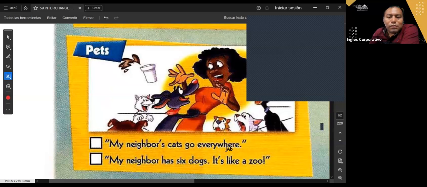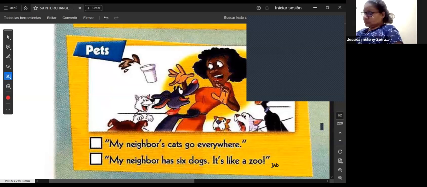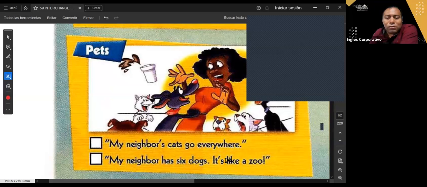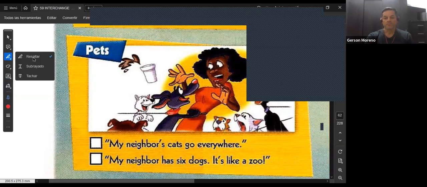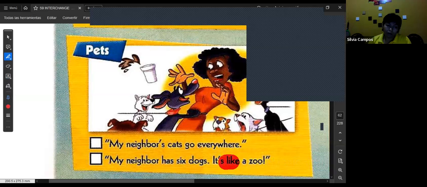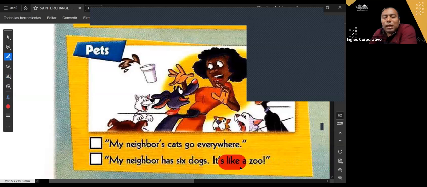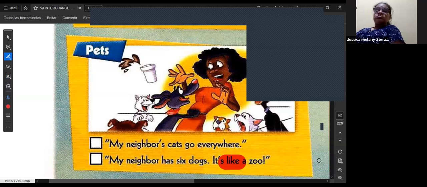Los gatos de mi vecino van a donde sea. Mi vecino tiene seis perros. Es como un zoológico. En este caso, like no es gustar, ¿verdad? En este caso, like es a synonym for comparison. Como zoológico. Comparison. It's like a zoo. ¿Cómo vas a ver cuándo like es como y cuándo es como gustar? Primero, por el contexto. Segundo, cuando usted lo ve en una oración, solo tiene dos opciones. Que signifique gustar o que sea como.